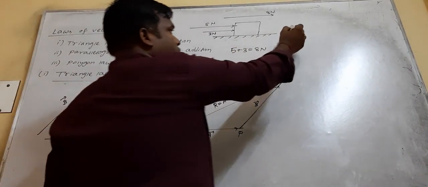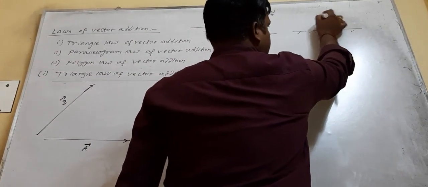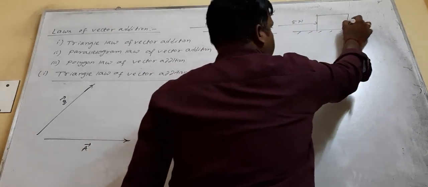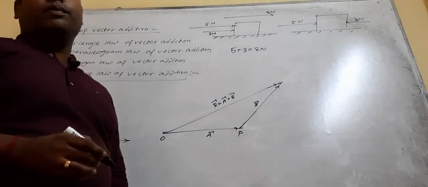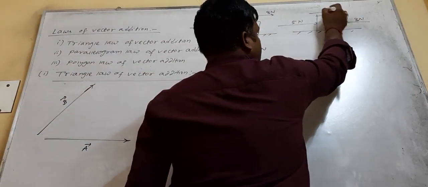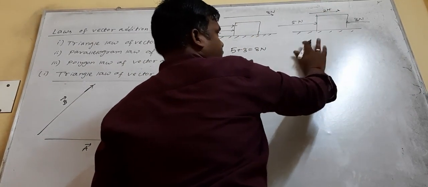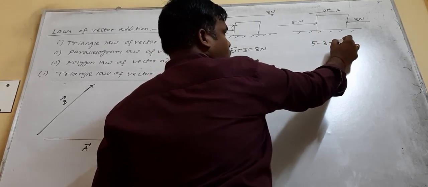If the two forces are acting simultaneously opposite to each other, then what will be the resultant force? Here 2 Newton towards the right, that is 5 minus 3, that is 2 Newton.